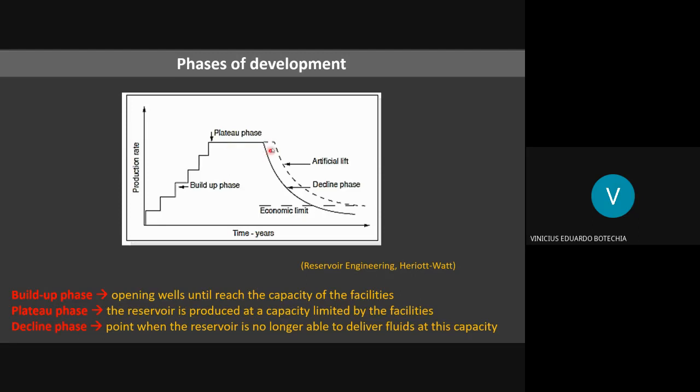And then we have the decline phase, when the reservoir is no longer able to deliver fluids at this maximum capacity. Then we have to do something if necessary, not to increase the production, but to postpone the decline: some artificial lift, some pumps, or some other recovery methods, or enhanced recovery methods, and so on.